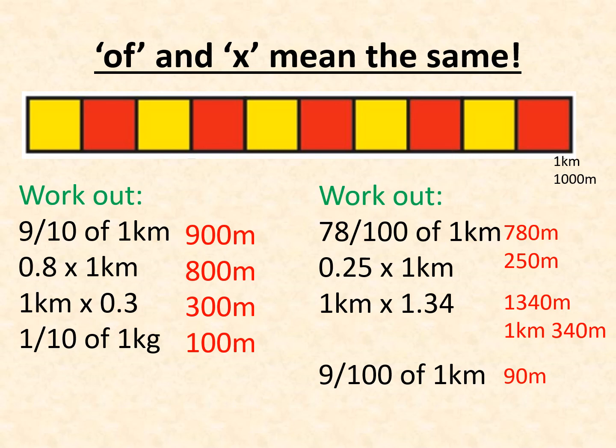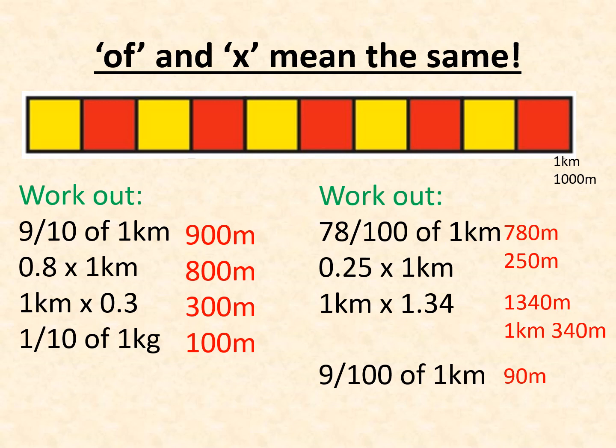0.25. Now 0.25 is a quarter. So I can also think, what's a quarter of 1,000? A quarter of 1,000 is 250. Or I can think of it as multiplying by 1,000. What is 0.25 multiplied by 1,000? I'd move each digit 3 places, which would give me 250.